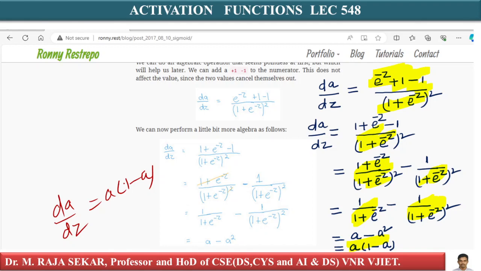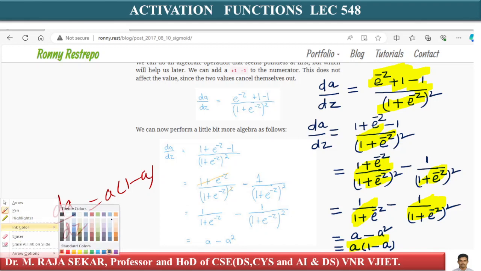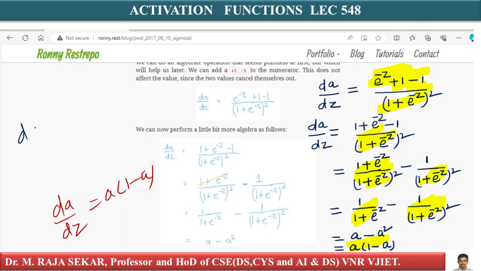I can rewrite this like this. If you want, even if you write it in sigma symbol, I can write d sigma by dz equal to sigma into 1 minus sigma, isn't it? This is the derivative they derived. This is a well written blog.